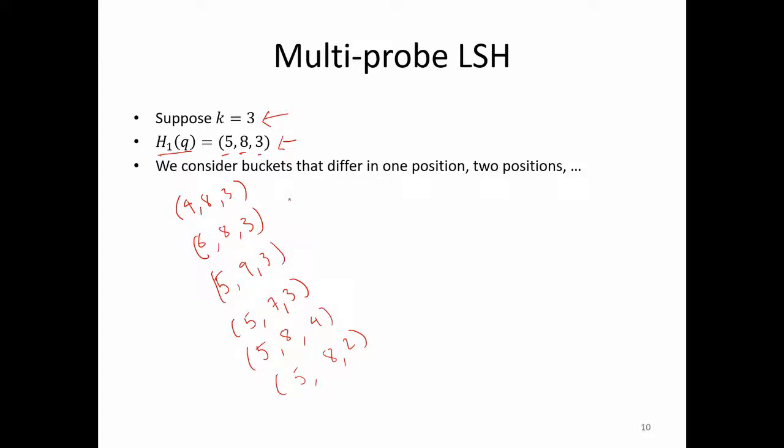Okay, so these are all buckets which differ in one position. Like that you can have buckets which differ in two positions, and so on and so forth. Okay, so let us go ahead. Here another thing is that you can see that I am only considering this plus one and minus one bucket. So these are neighboring buckets.